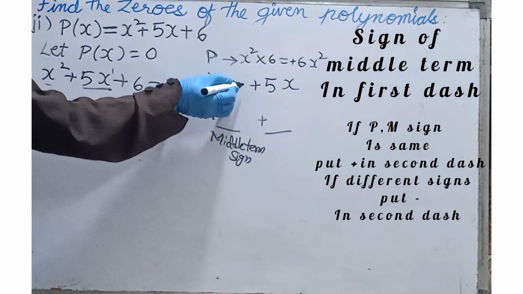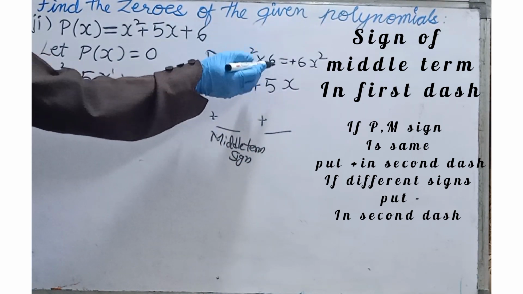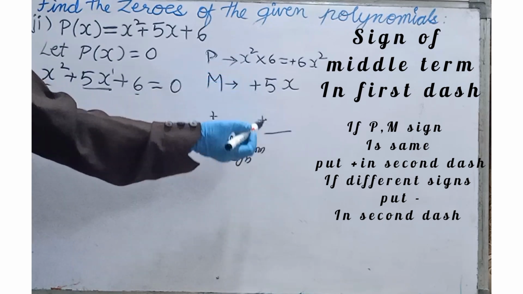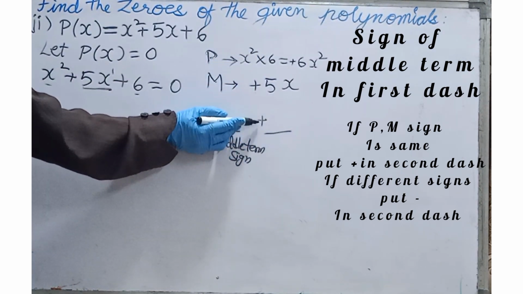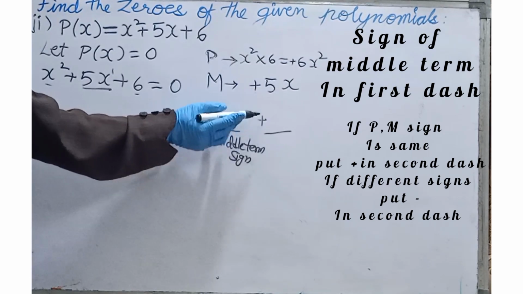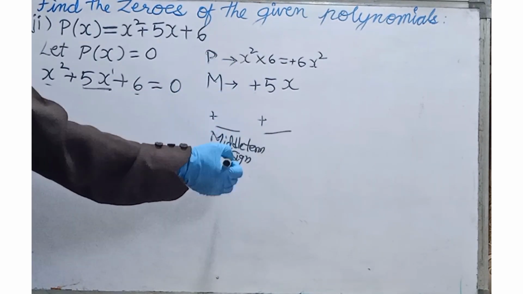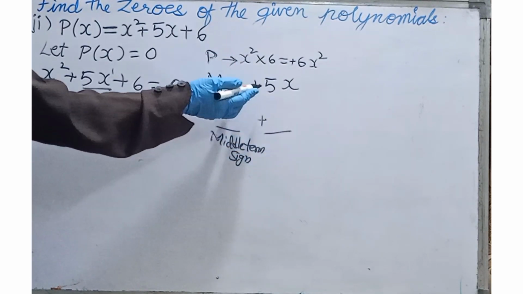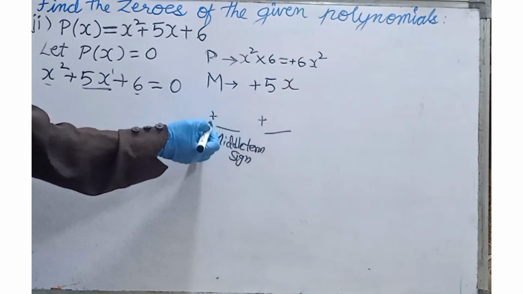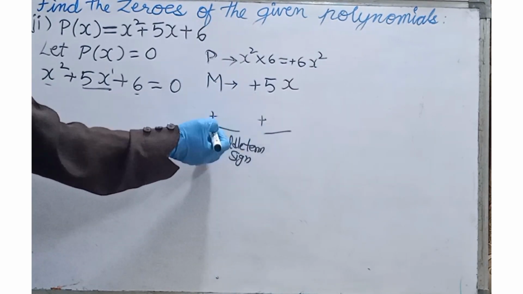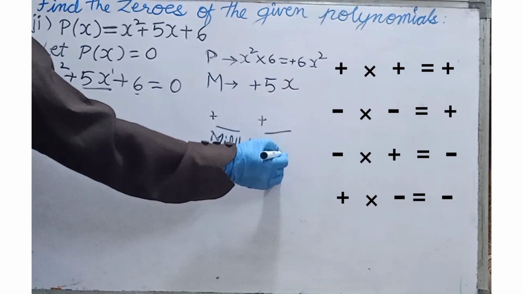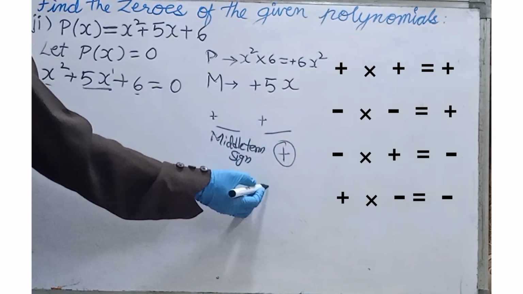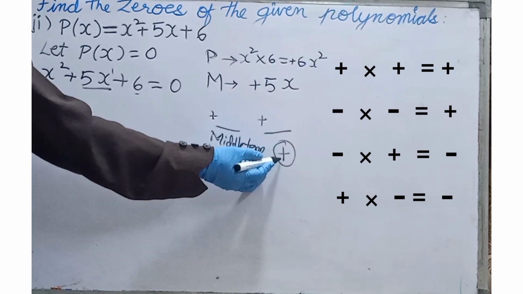And then you will check the middle term sign and the product sign. If they are both the same, then you will write plus here. If it is different, you will write minus here in the second dash. That is, whatever terms we are going to find, what you have to do will be decided by these two signs. Since plus into plus is plus, whatever terms we get, we will add.